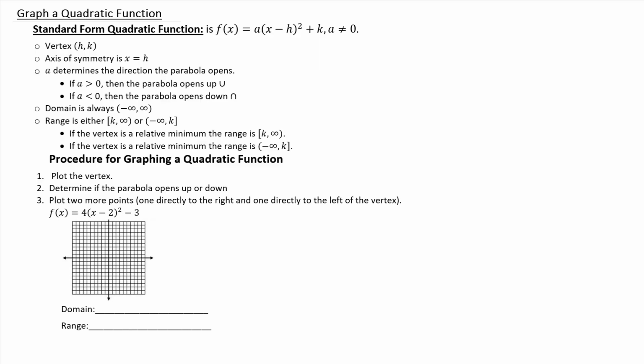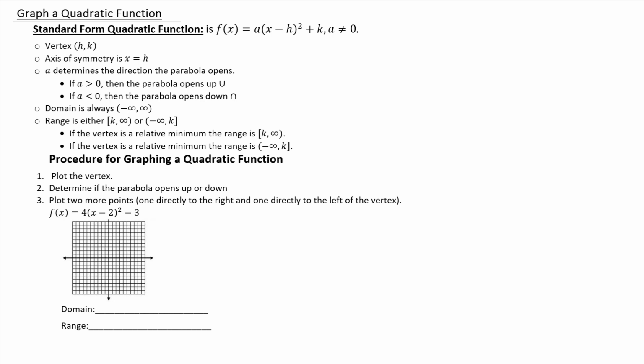The focus of this lesson is on graphing a quadratic function, and the procedure is pretty straightforward. You would first find the vertex of your function, and you would determine if your function opens up or down, and then you would plot 2 additional points beyond your vertex, one to the right and one to the left of the vertex.